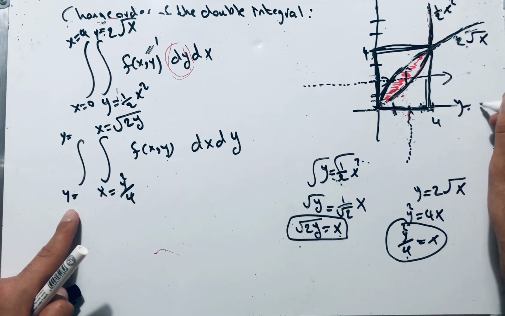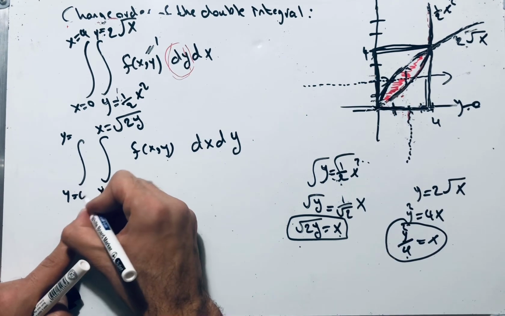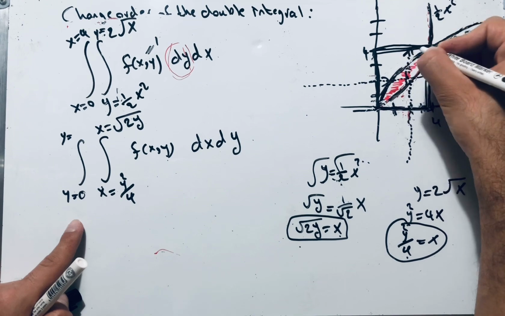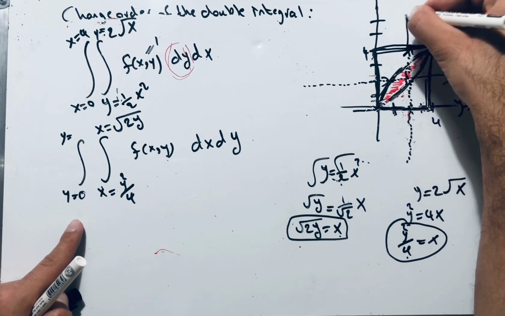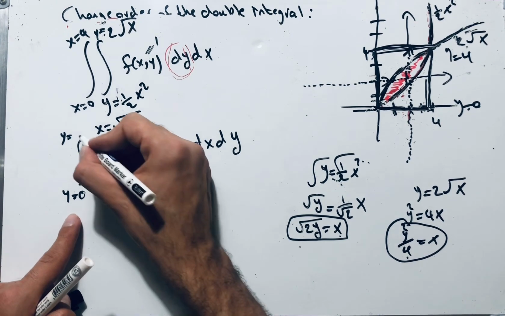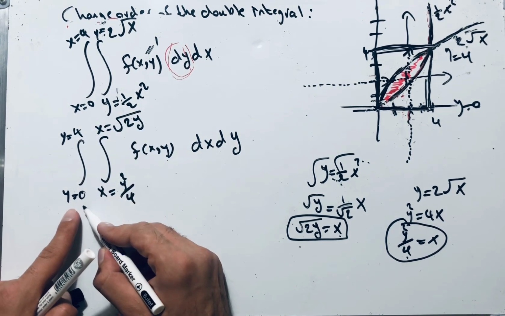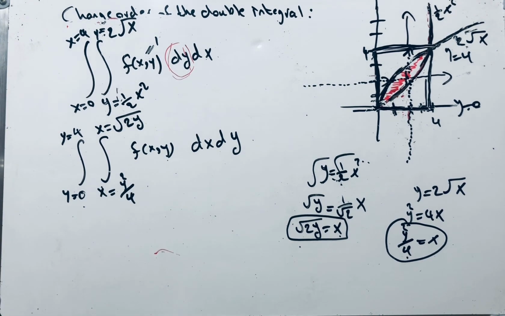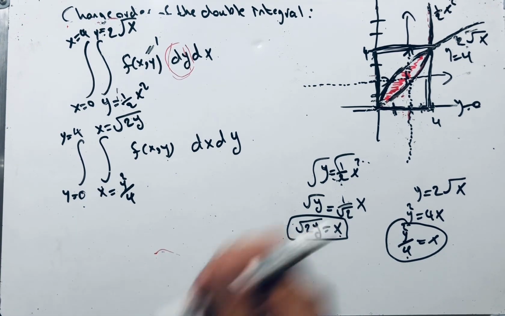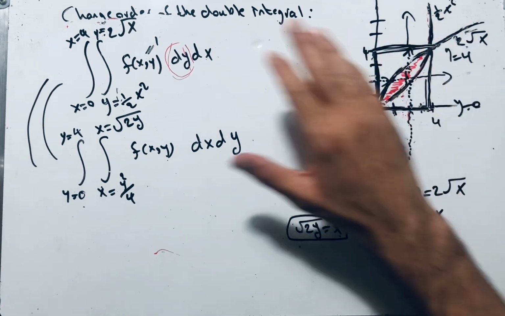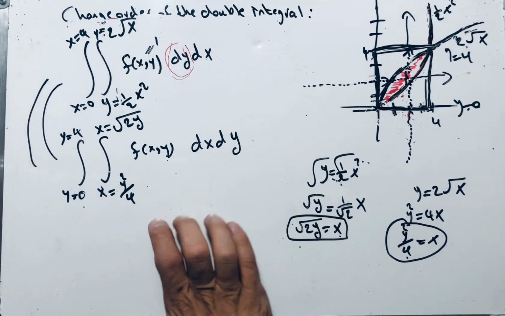Here, y is obviously 0. Now I'm inside the rectangle, and I'm going to be leaving the rectangle through this line, which is just y equal to 4. So that's y equal to 0, and that's y equal to 4. So basically, these two integrals are equivalent. If you find the value through this or that, they should be the same.